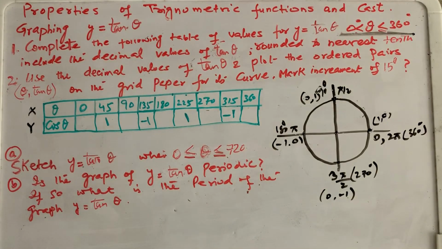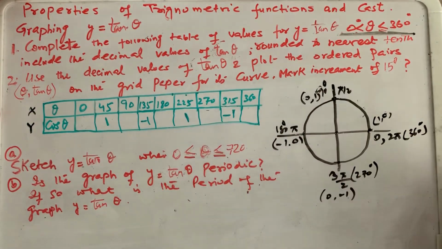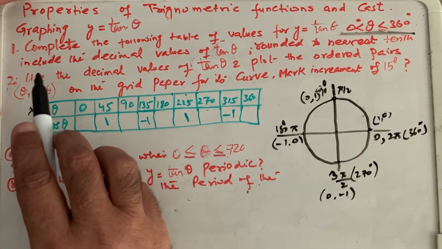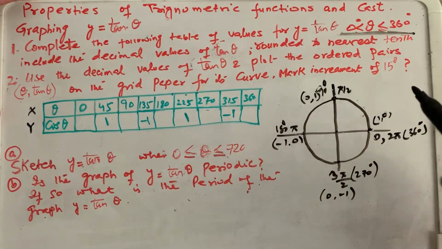Welcome to the next lecture, the fourth lecture on properties of trigonometric functions and CAST. We are graphing today y equals tangent theta. The question is the same: complete the following table of values for y equals tangent theta, where theta is between 0 and 360 degrees. So we have to plot this similarly.